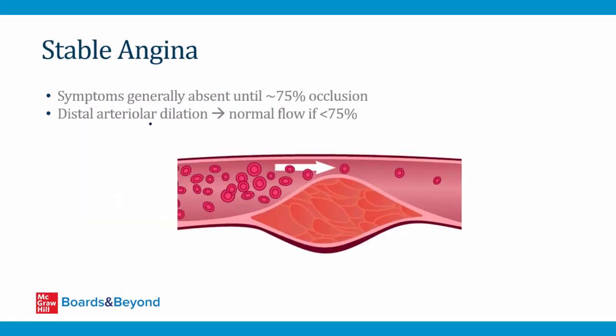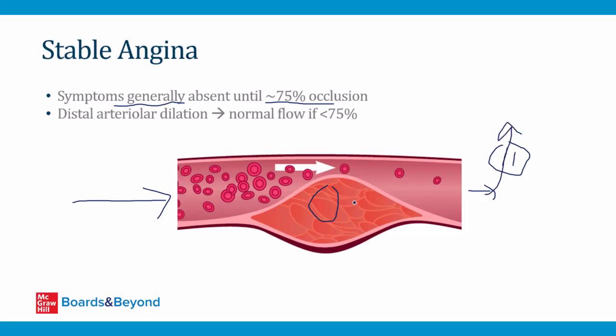Not all patients with atherosclerotic plaque in their coronary arteries will have stable angina. Symptoms are generally absent until the plaque occludes about 75% of the lumen of the vessel. So if you imagine that this is the LAD artery here, we've got a plaque obstructing blood flow, but distal to the artery, you're going to find it branching down to the arteriolar level. These arterioles will vasodilate to keep the blood flow going into the myocardium even when there's an obstruction. And usually the arterioles can keep the blood flow normal until the plaque is occluding about 75% of the vessel lumen.